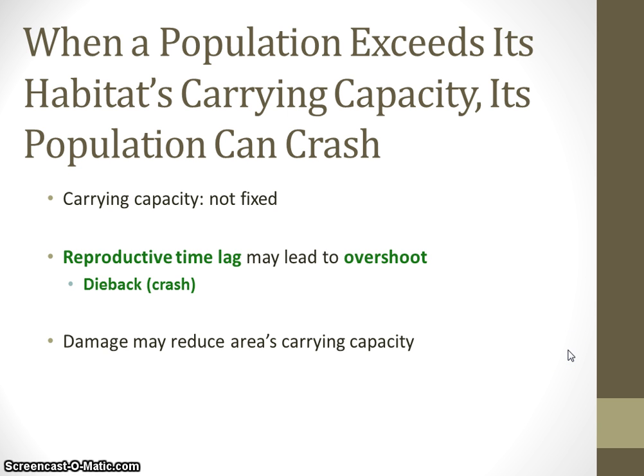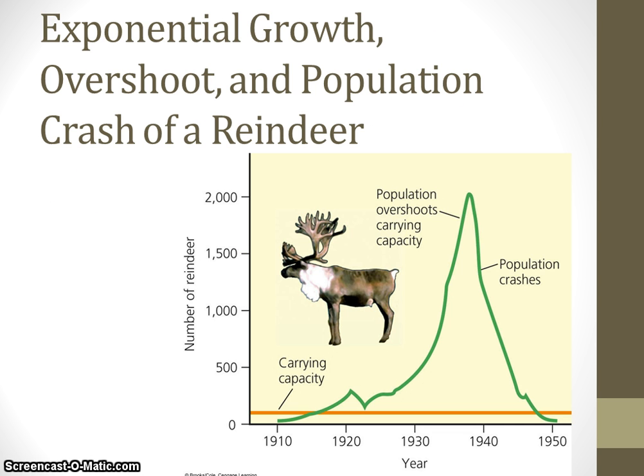We could have damage from a flood, we could have damage from a fire, we could have damage from the population itself. The deer population in the eastern forest in the United States do quite a number and can sometimes destroy the forest, which will diminish the area's carrying capacity for the deer themselves.